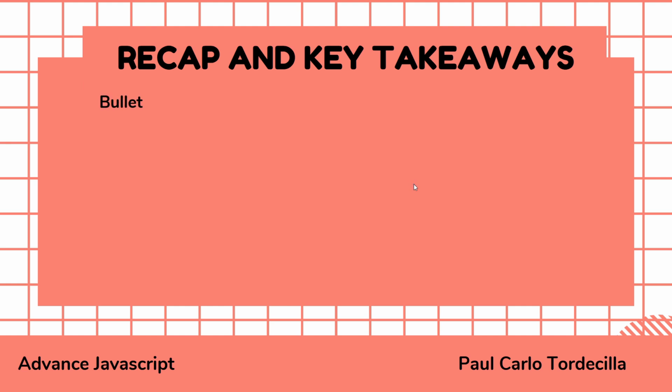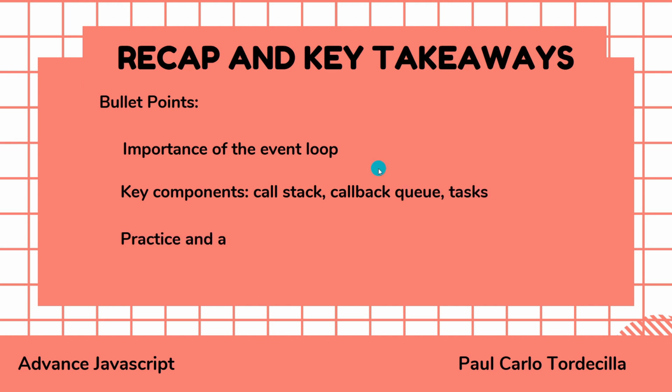To recap, the event loop is essential to handling asynchronous operations in JavaScript. By understanding how the call stack, callback queue, and task prioritization work, you can write more efficient and non-blocking code. Keep practicing with examples to deepen your understanding.